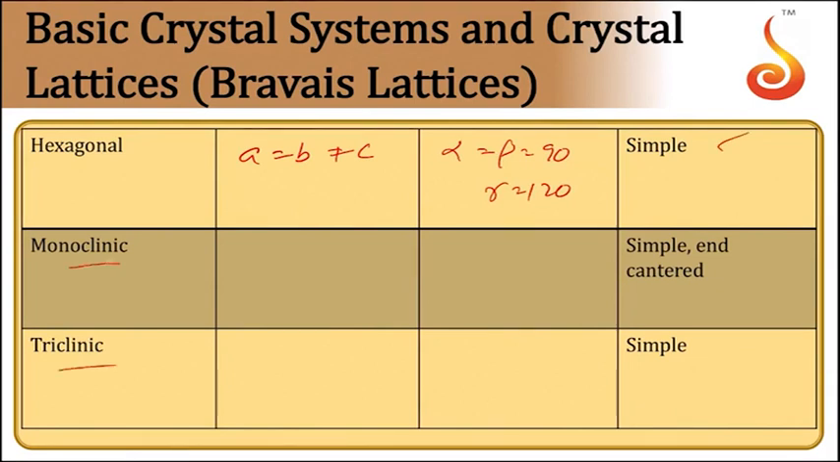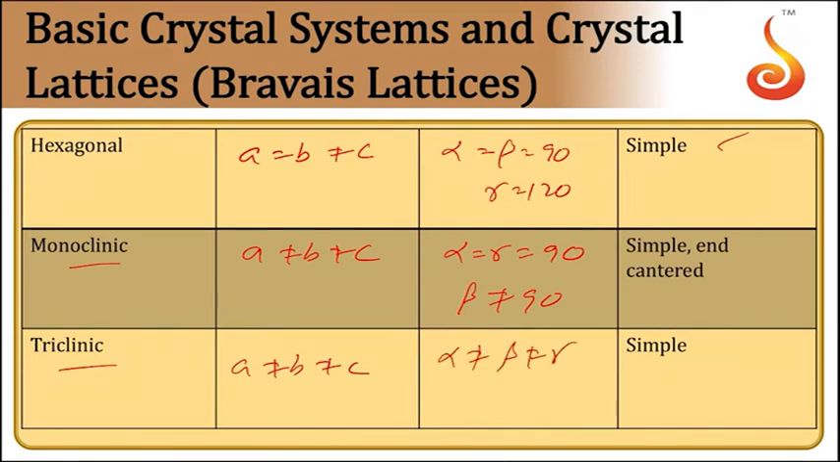Then comes monoclinic and triclinic structures. Monoclinic and triclinic, in both these cases no side is equal. All sides are different. When it comes to monoclinic here, 2 angles are same. Say alpha is equal to gamma is equal to 90, but here beta is not equal to 90 in this case. When it comes to triclinic structure, alpha not equal to beta, not equal to gamma here, and also not equal to 90 degrees.